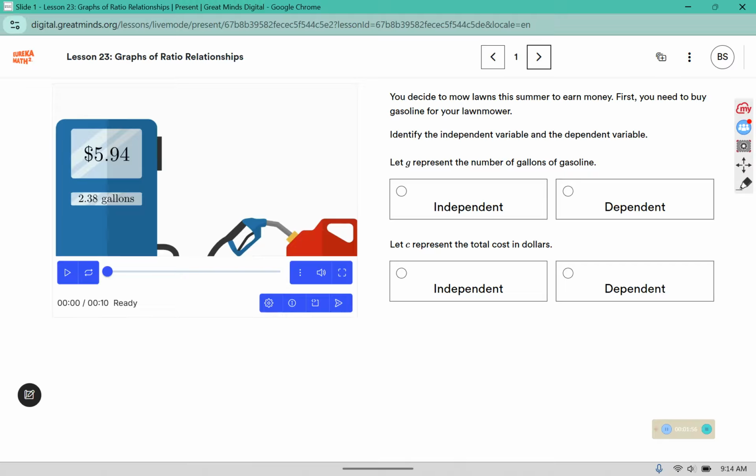Let G represent the number of gallons of gasoline. So is the gasoline dependent or is the cost dependent? The cost depends on the amount of gas we purchase.